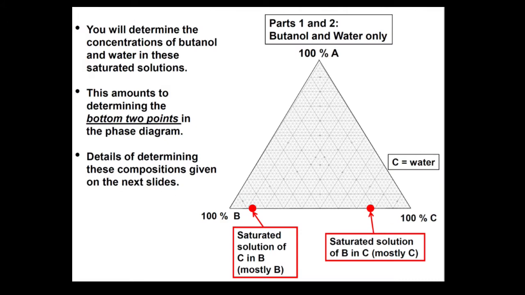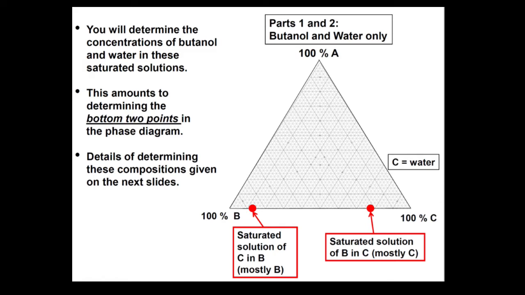Okay, so it turns out that the data you take in parts 1 and 2, for those different volumes, is enough to figure out the composition of a saturated solution of butanol in water and a saturated solution of water in butanol. So basically, like it says in the first bullet, you'll be determining the concentrations of butanol and of water in those saturated solutions. And what this amounts to is determining the bottom 2 points in the phase diagram.